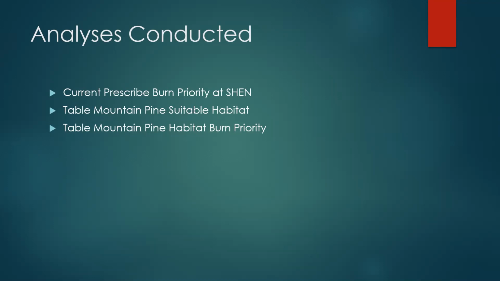And the third analysis is a Table Mountain Pine habitat burn priority analysis. This analysis utilizes the techniques and data from the first two analyses to identify priority areas to reintroduce fire to help restore Table Mountain Pine.